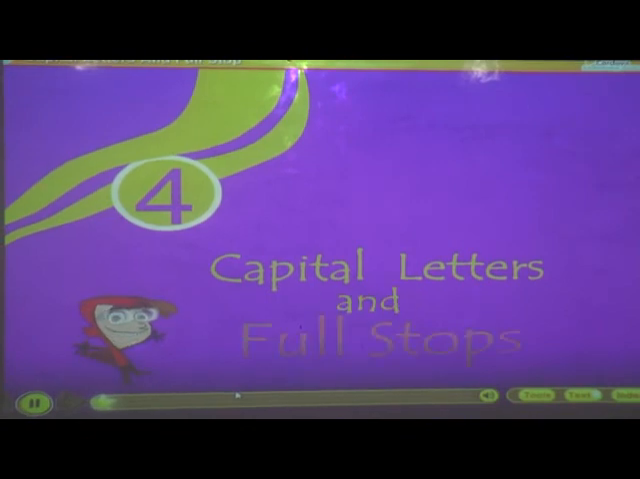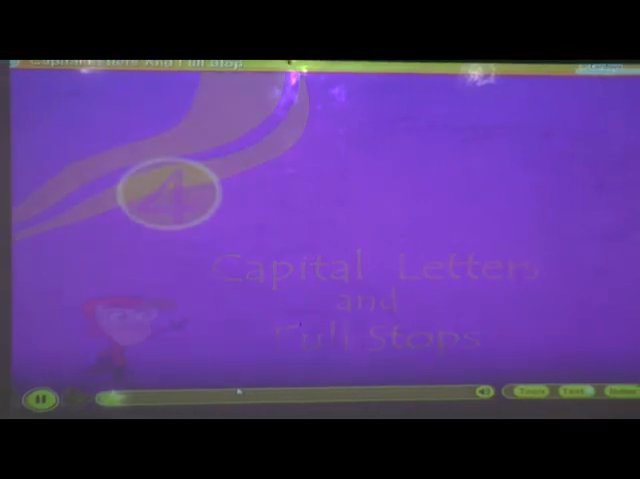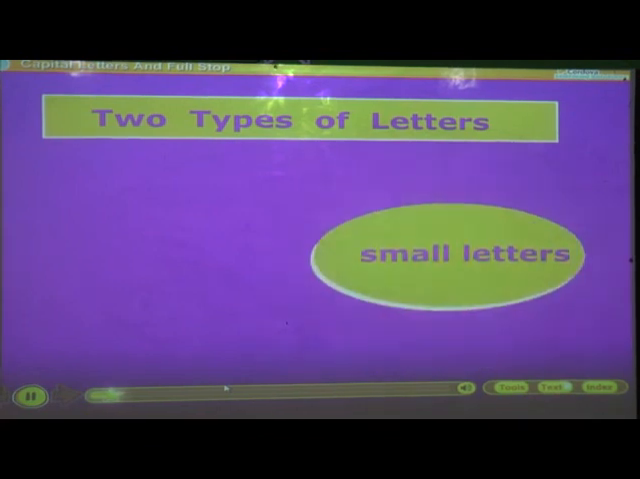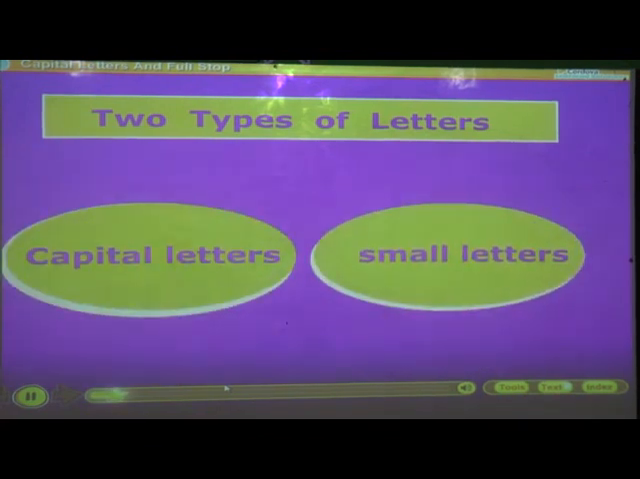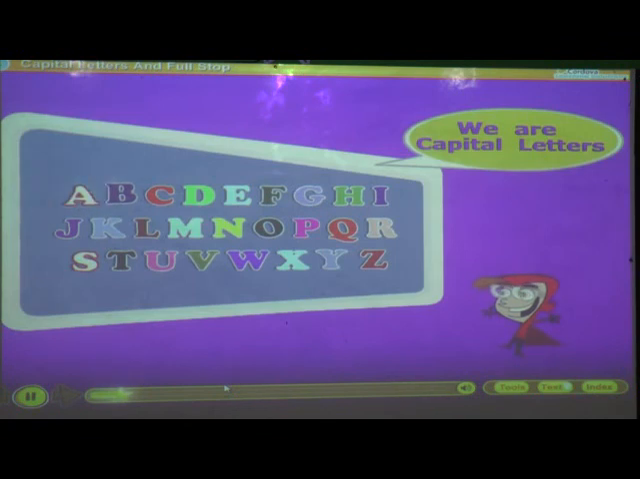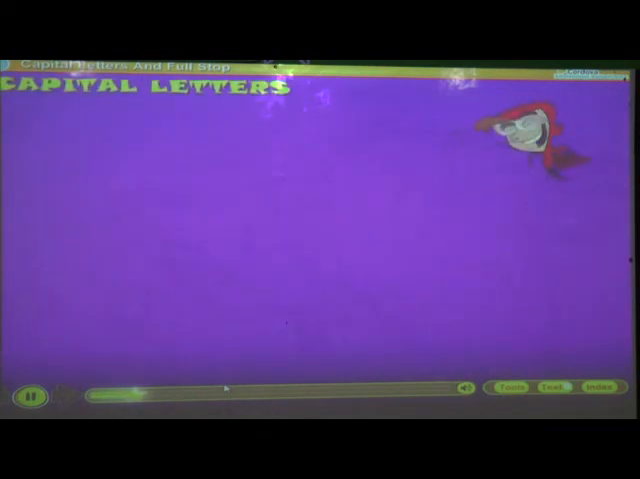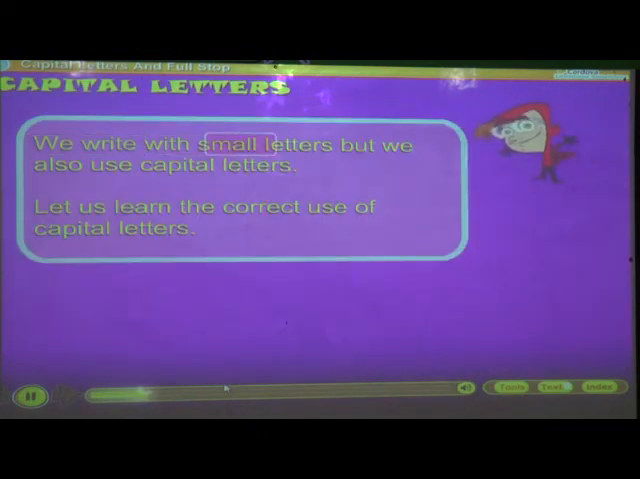Chapter 4, Capital Letters and Full Stops. We know that in English there are two types of letters, small letters and capital letters. We are capital letters. We are small letters. We write mostly with small letters, but we also use capital letters. Let us learn the correct use of capital letters.